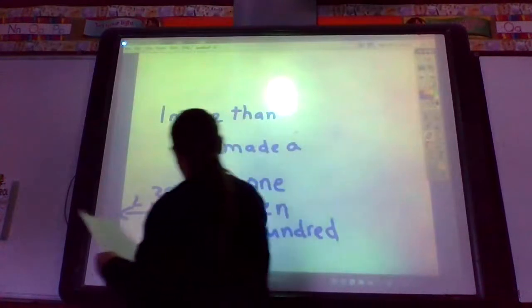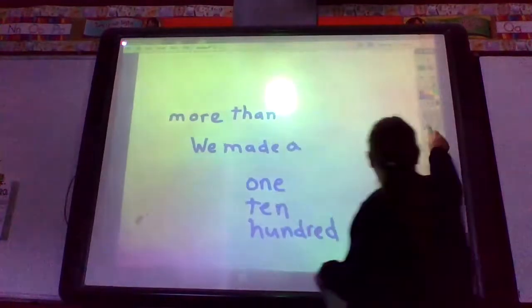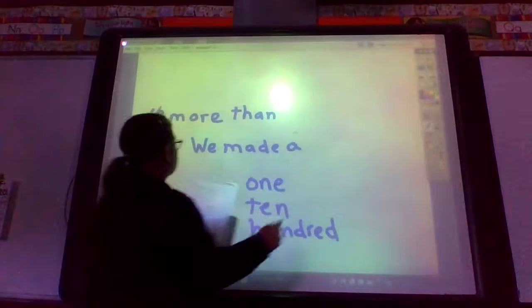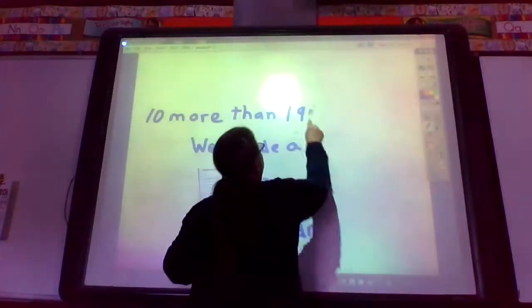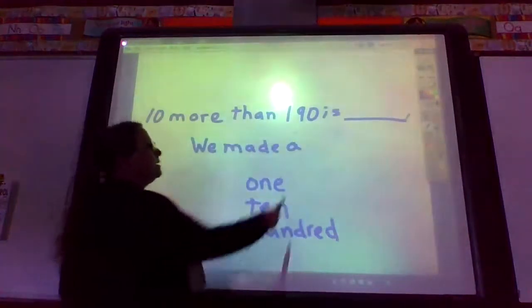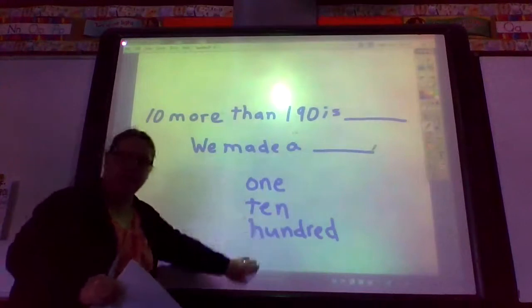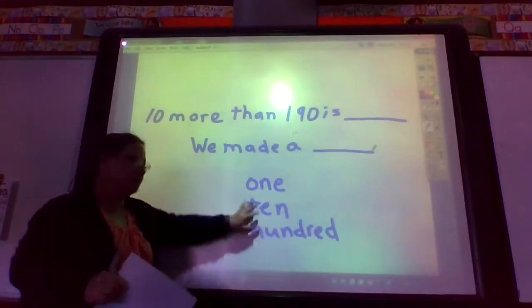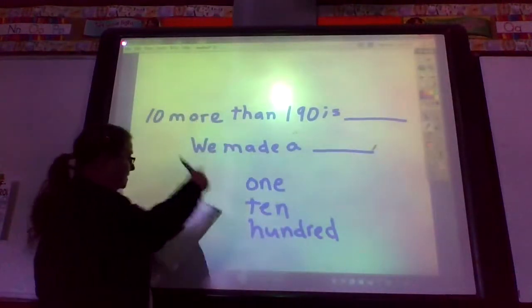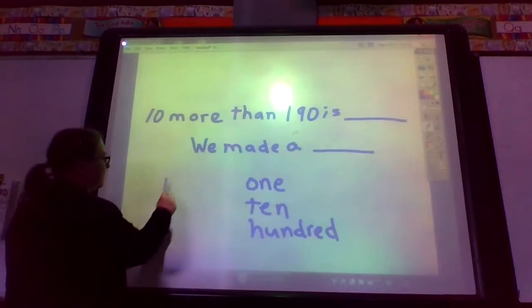Leave that. And I'm going to change that. All right, so B says 10 more than 190 is blank. We made a blank. I have my same words that I can choose from to go here. They're wanting 10 more. Okay, well, I have my 190.